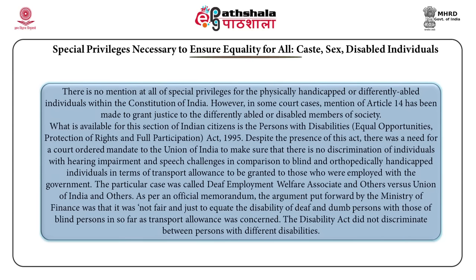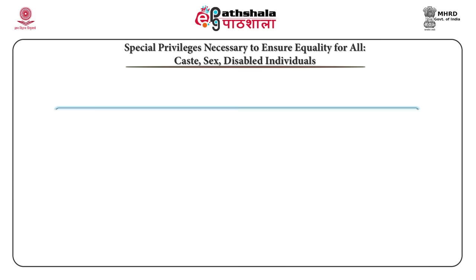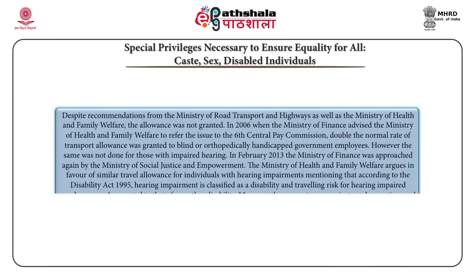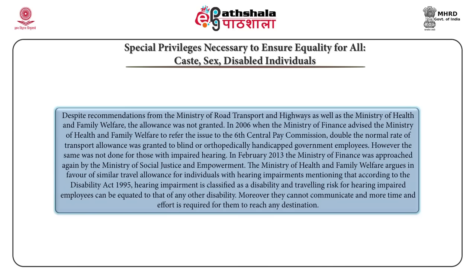Now, the Disability Act did not discriminate between persons with different kinds of disabilities. Despite recommendations from the Ministry of Road Transport and Highways as well as the Ministry of Health and Family Welfare, the allowance was not granted. In 2006, when the Ministry of Finance advised the Ministry of Health and Welfare to refer the issue to the 6th Central Pay Commission, double the normal rate of transport allowance was granted to blind or orthopedically handicapped government employees. However, the same was not done for those with impaired hearing.